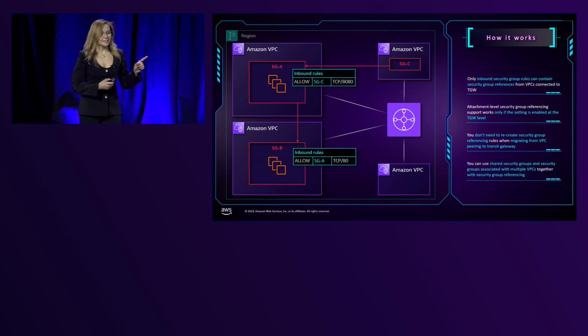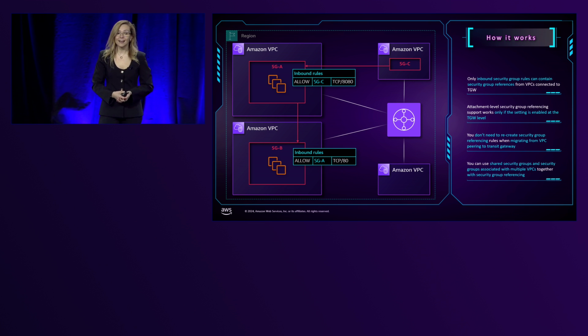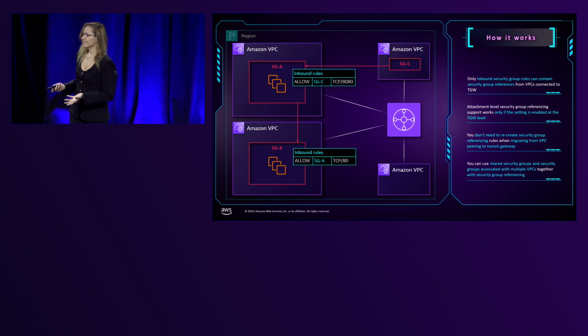And the last call out there is probably the question that has come up most often. Can I use security group sharing and security group referencing and security group VPC associations? And the answer is absolutely yes. It depends very much on your use case, where you would use each feature, right? But you can absolutely do that.